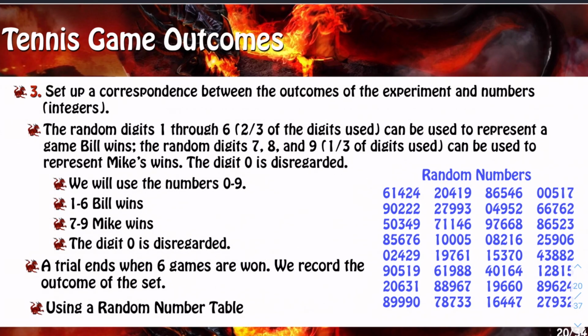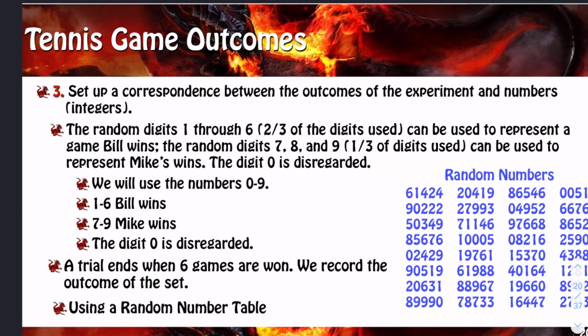Next, we're going to set up a correspondence between the outcomes of the experiment and the numbers. So the random digits 1 through 6 can be used to represent Bill's wins. 1, 2, 3, 4, 5, 6, that is 6 digits. The random digits 7, 8, and 9 can be used to represent Mike's wins. And if we see a 0, we're just going to ignore that because we want 2 to 1, or 6 to 3. All of those are equally likely.